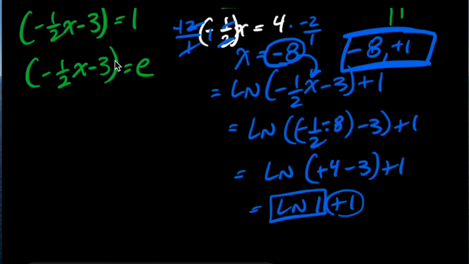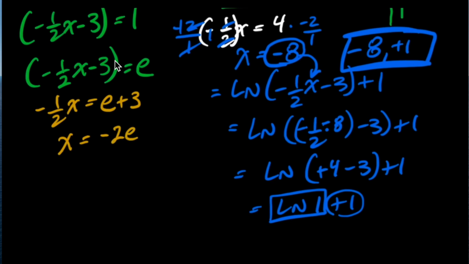Let's find our second point. We're going to have negative 1/2 x equals e plus 3. We're going to multiply both sides of the equation by negative 2. And we're going to end up with negative 2e minus 6 as our x value. We are now going to plug in this x value into the original equation to get our y value.